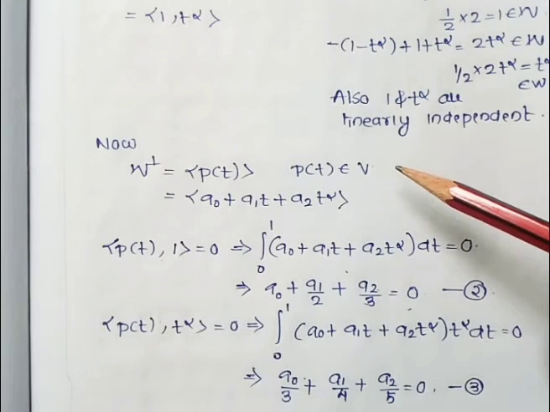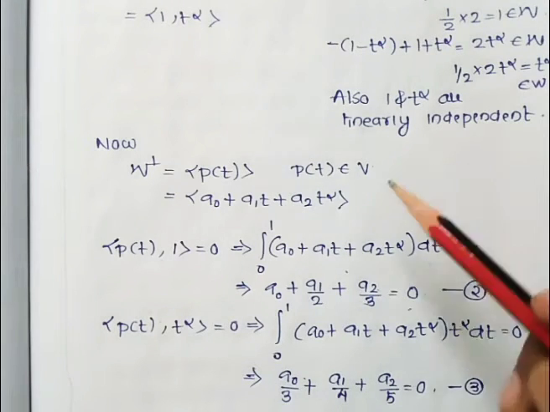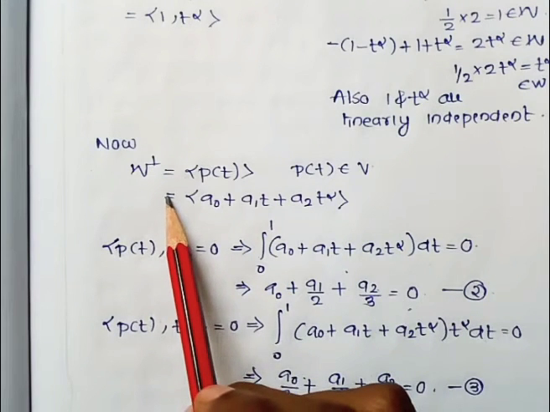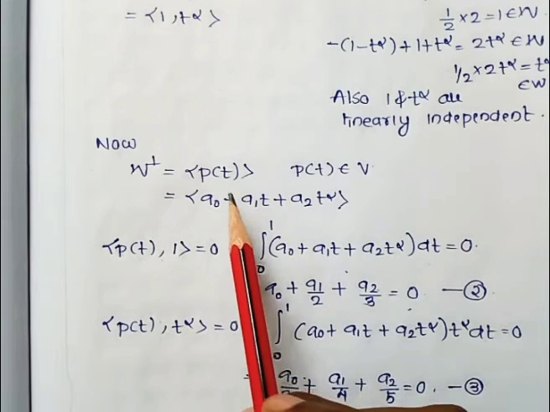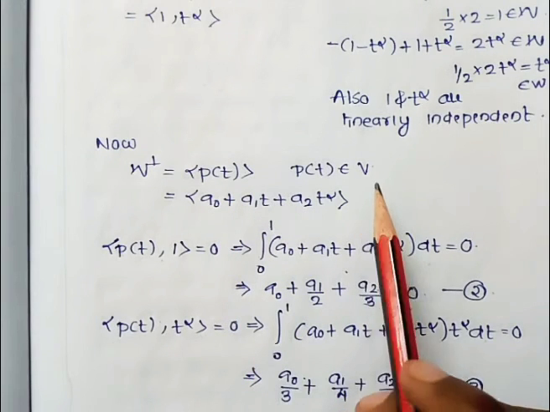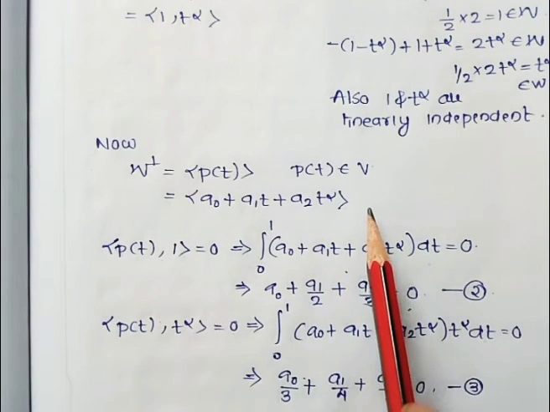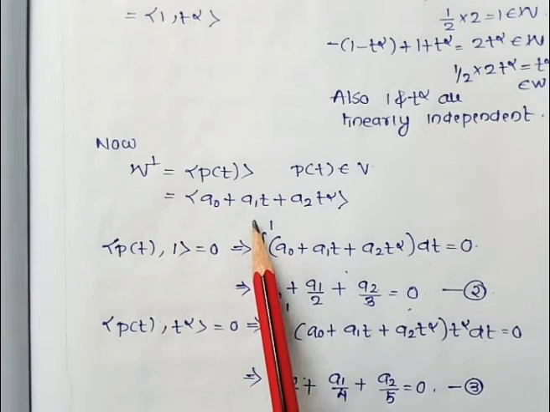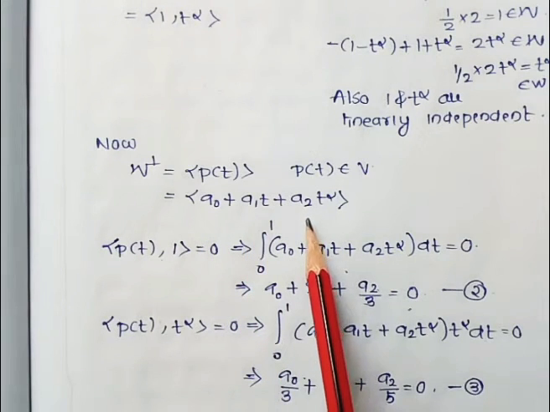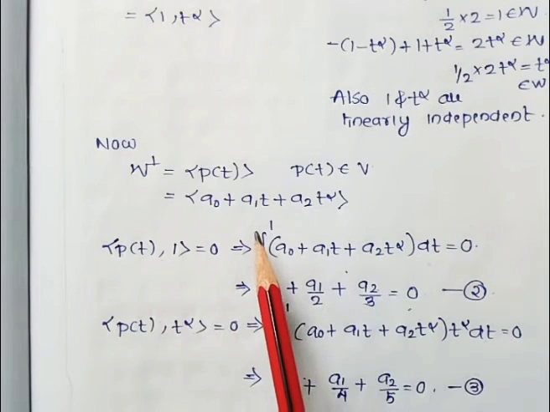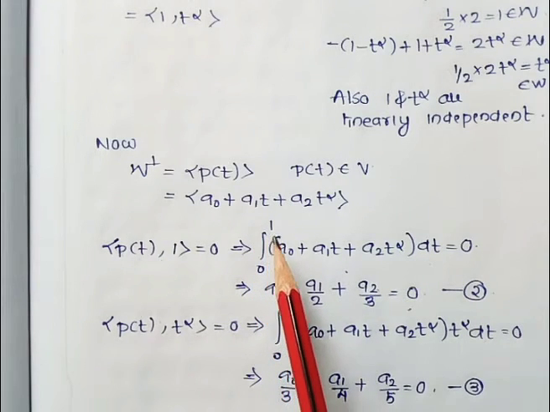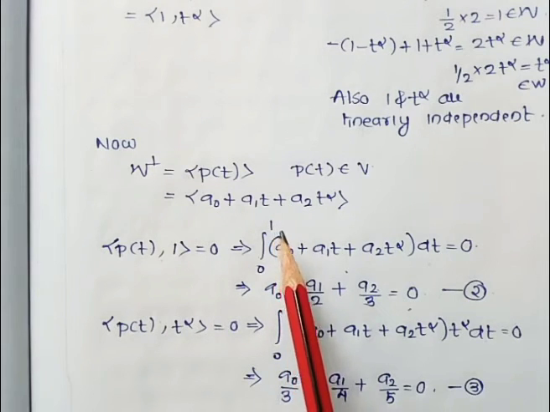Also we know that W perp is spanned by a single element. So we write W perp equal to span of P of t, where P of t belongs to V, a polynomial of the form a0 + a1t + a2t². That is, W perp equals span of a0 + a1t + a2t². And also every element in W is orthogonal to every element in W perp.